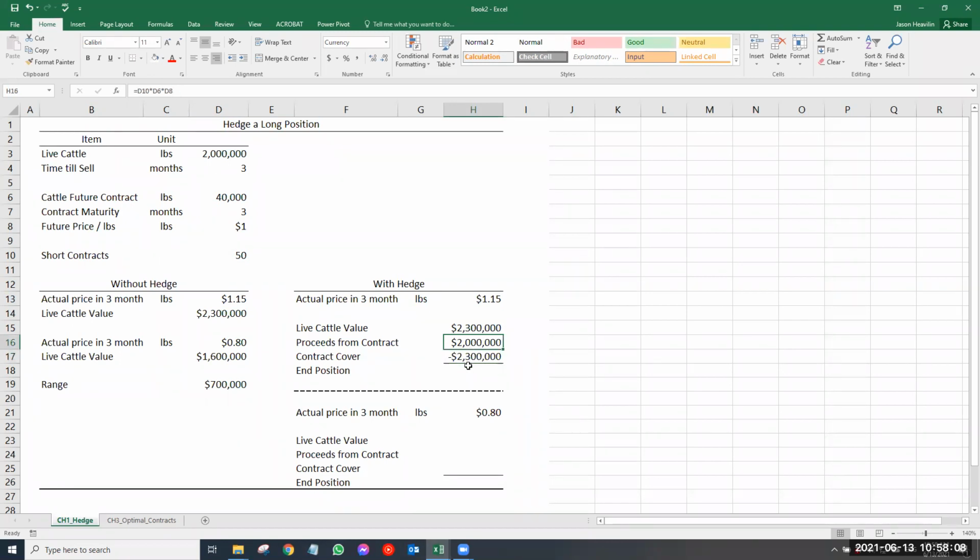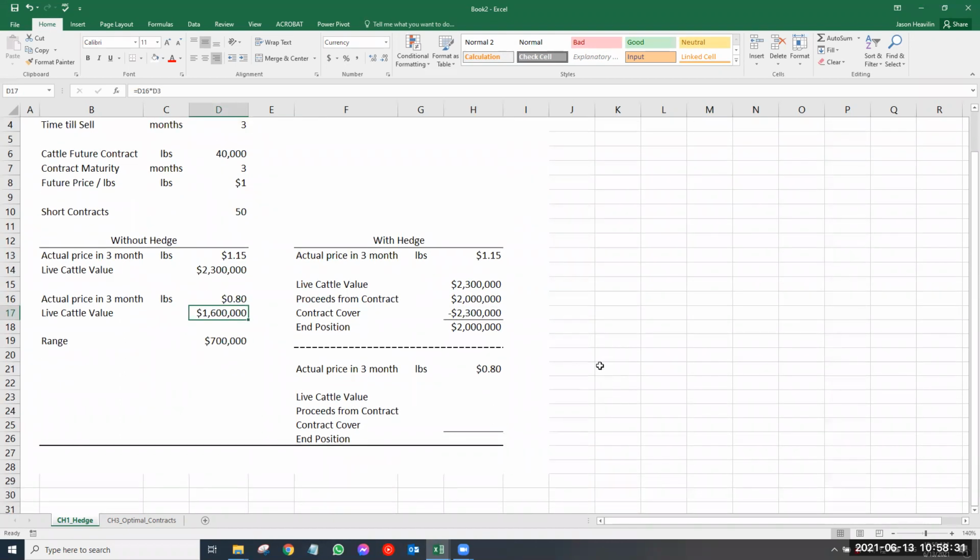Now that was the intent, because what matters is the end position. So we go ahead and add the cash inflows minus the cash outflows. You were able to lock in $2 million, which sure is less than the 2.3, but much more than 1.6. Let's see what happens if it goes to 80 cents.